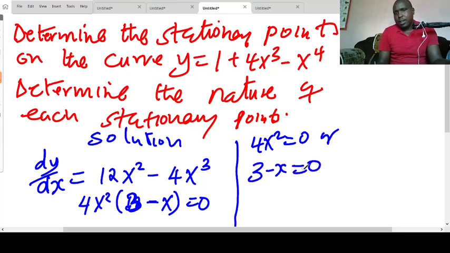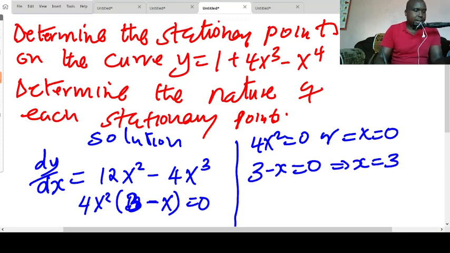Fine. Here x is equal to 0, and from 3 minus x equal to 0, x is going to be 3. So these are the two values of x.